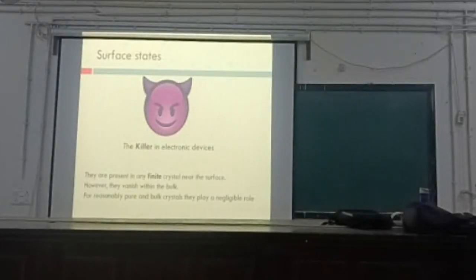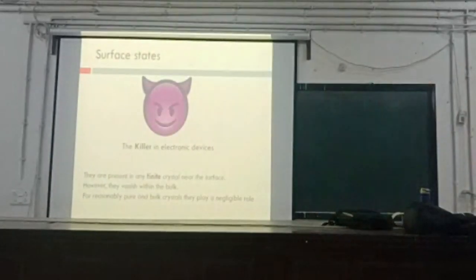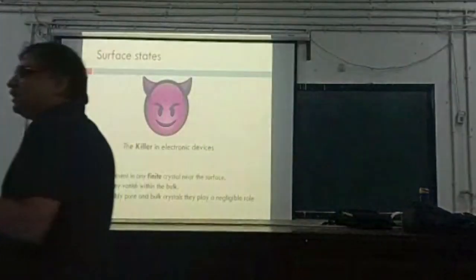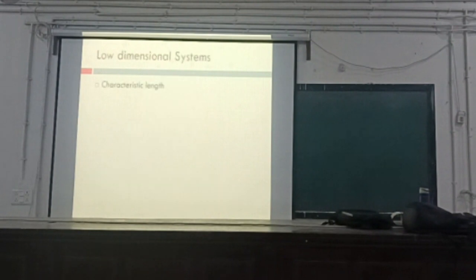Okay, so they are present in any finite crystal near the surface. However, they vanish within a short path because they are exponentially decaying. So the position expectation value is close to the surface, and deeper inside the value is less. So for a big, large crystal, normally micro crystal or millimeter size, centimeter size crystal, we actually don't bother too much about the surface states if we have reasonably pure semiconductor and a single crystal of suitable size. But what happens in nanoscale?